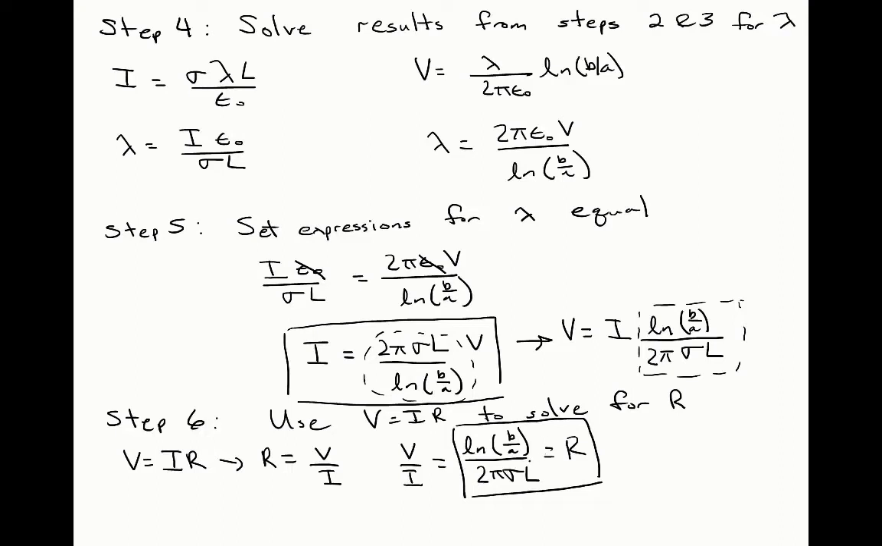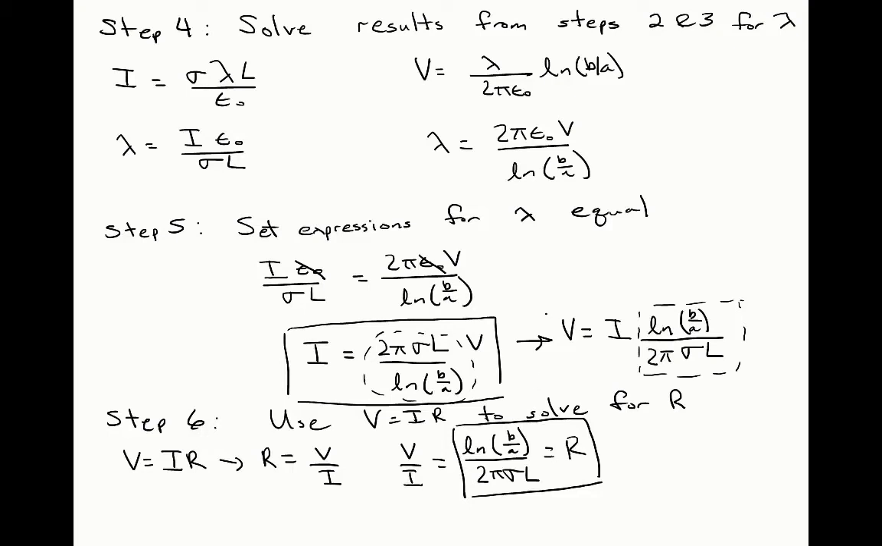That makes sense. It says that the longer the cylinders are, the lower the resistance, because that's really creating more area for the current to pass through. So that lowers resistance. So I think that all makes sense. Let me know what you think.